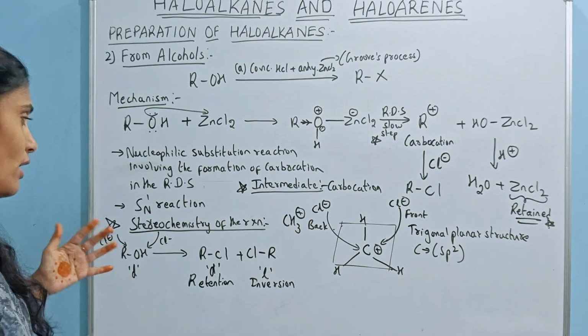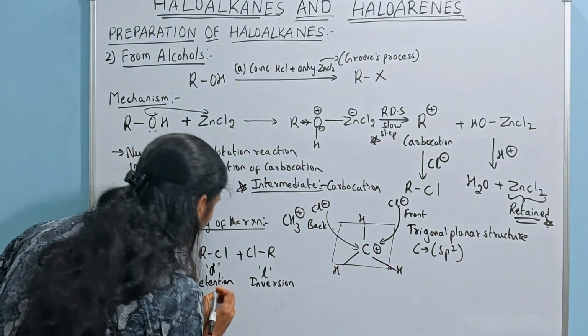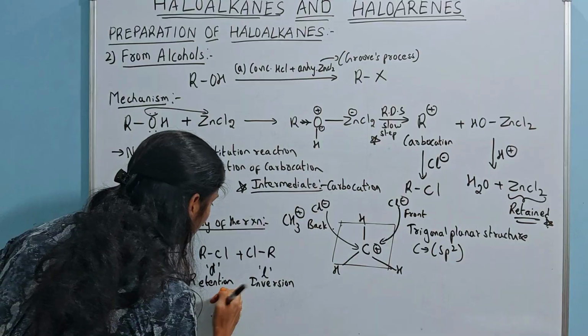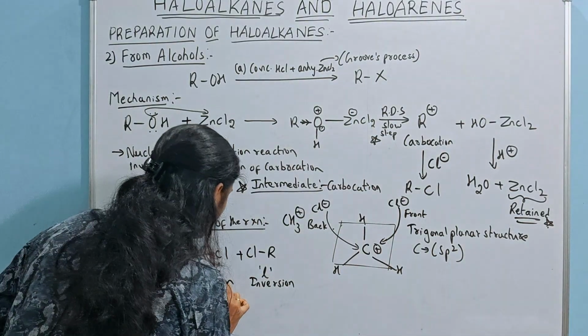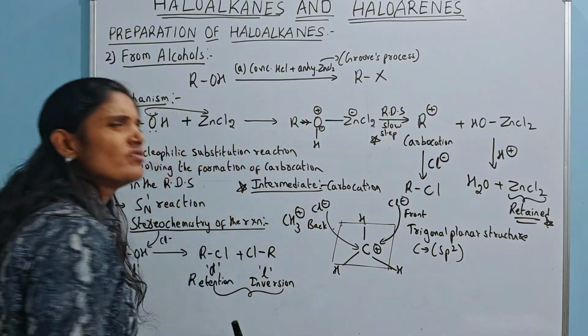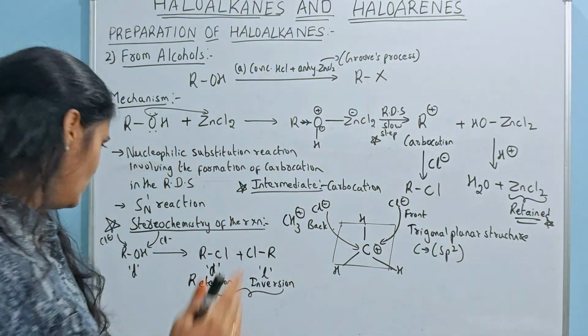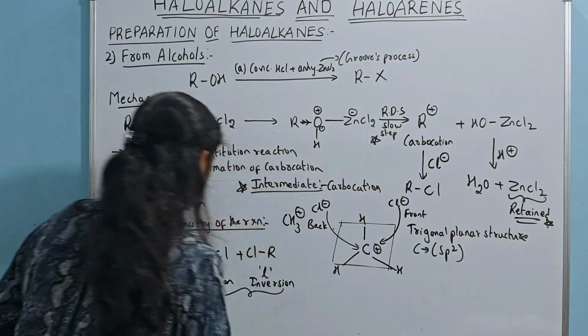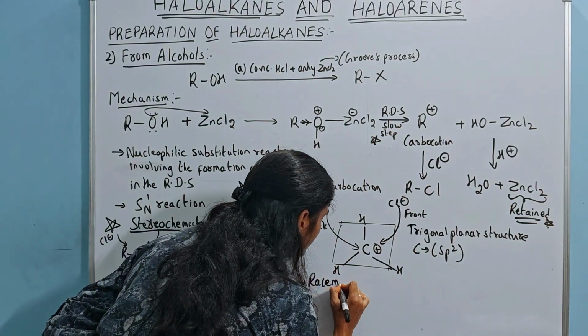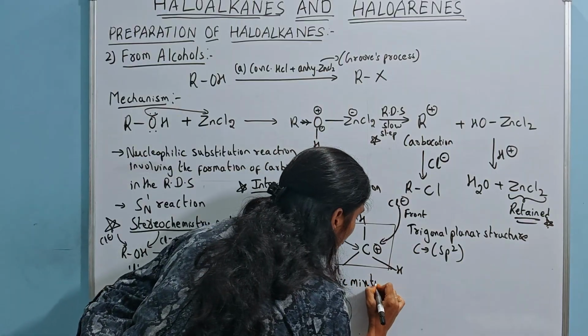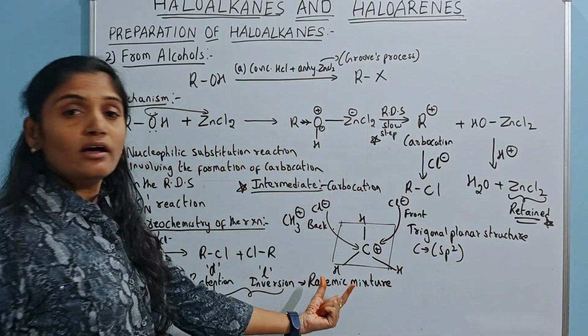Now if you see the mechanism of SN1, retention and inversion will almost be like 50-50%. Not exactly 50-50, but for now we'll consider it to be 50-50. This retention product and inversion product together, we call a racemic mixture. Clear?